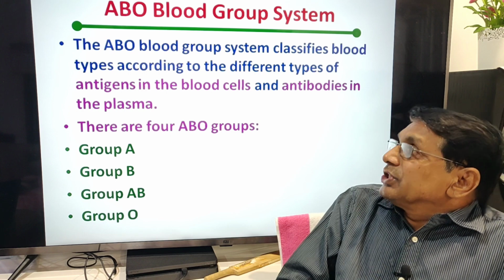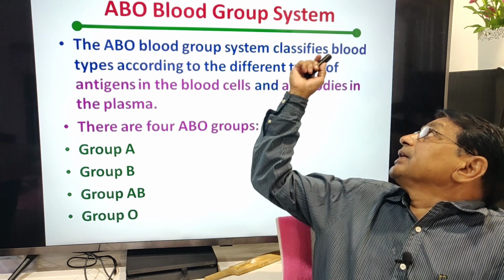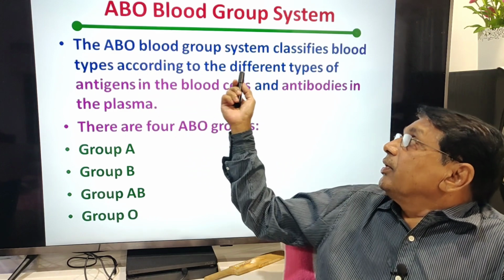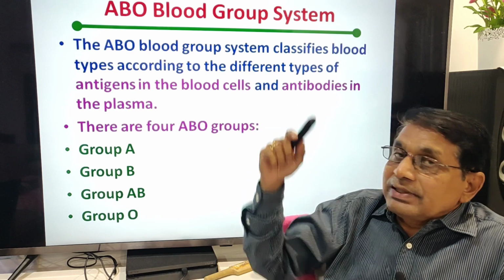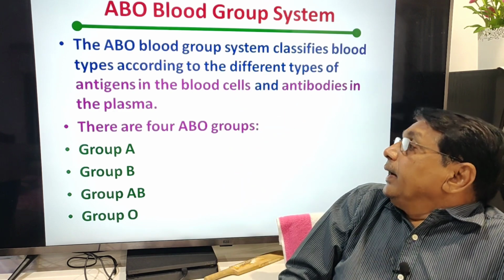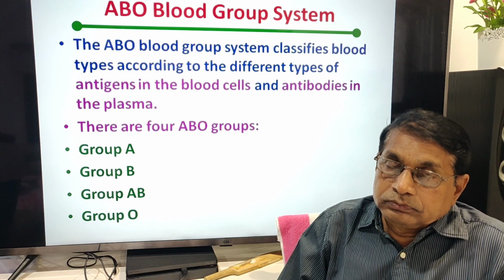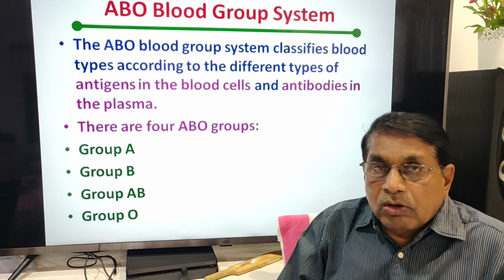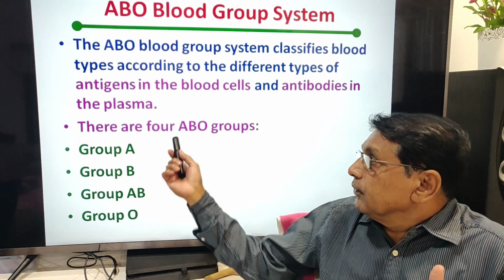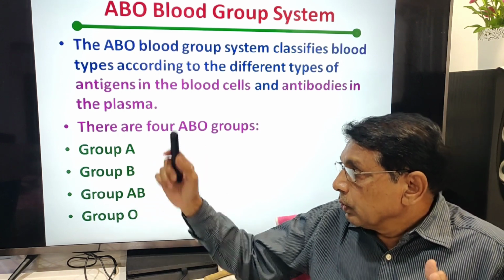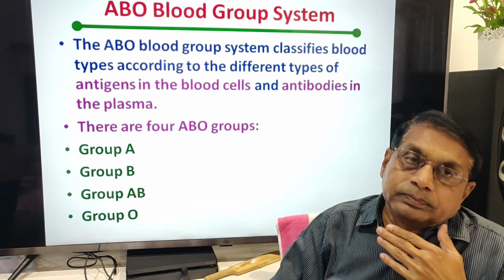ABO blood group system. The ABO blood group system classifies the blood group types according to the different types of antigens on the blood cells, RBC, and antibodies in the plasma. Antigens on the RBC, antibodies in the plasma. There are four: group A, group B, group AB, group O.